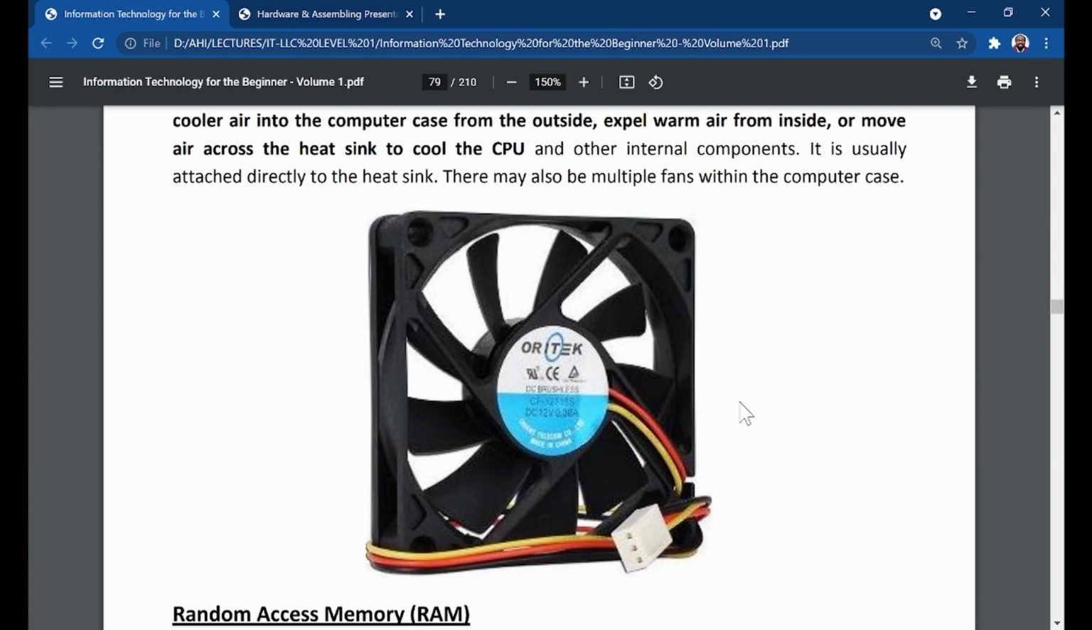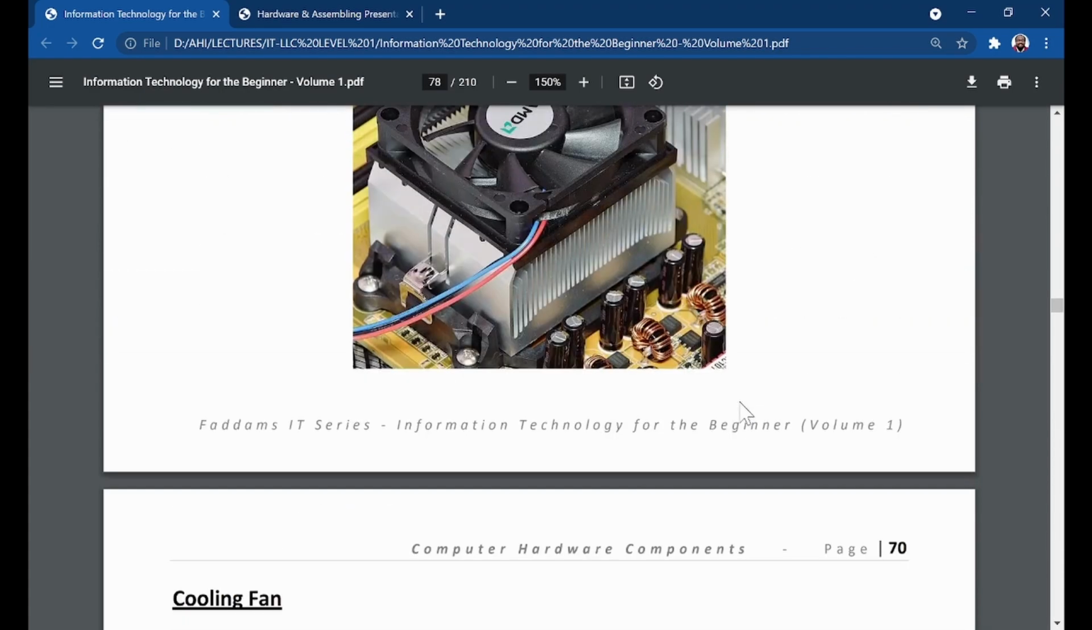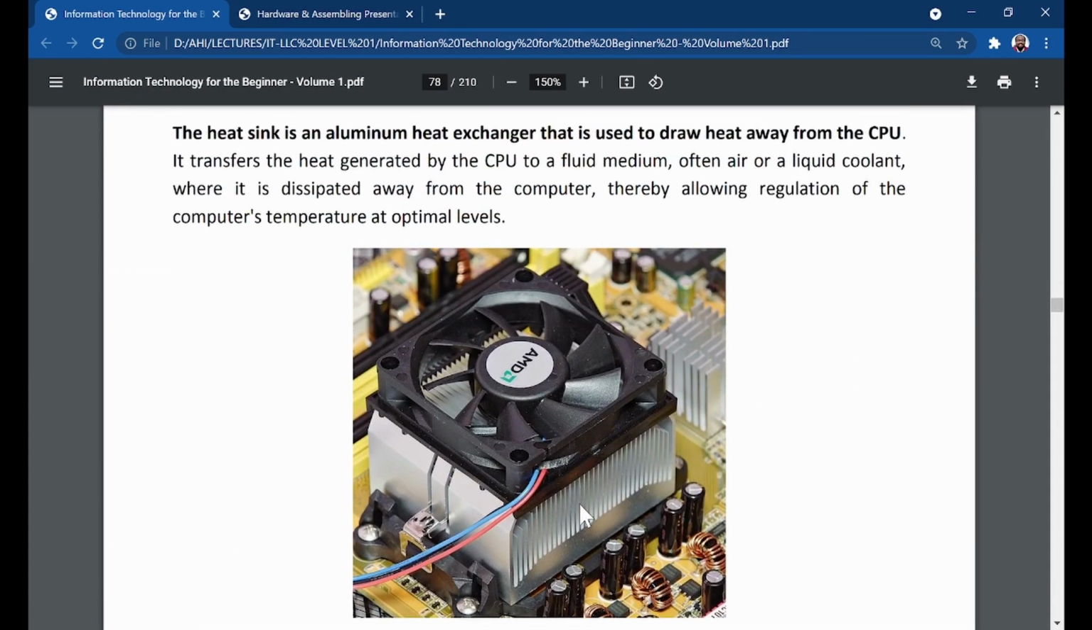Now, there are some computer cases where we are going to find more than one fan. In this lesson, our focus is the fan directly connected to the heatsink. And that fan helps the heatsink to cool the CPU that is under it. Are you with me? The way the heatsink is designed, it is designed to absorb heat. Whatever it is attached to, it absorbs the heat.